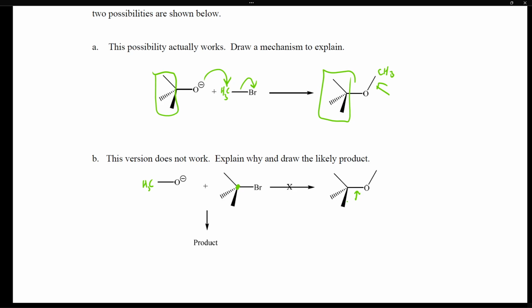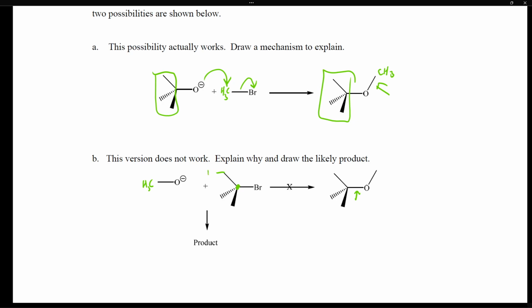So, what's going to happen instead? Well, the only thing that competes with the SN2 reaction with a strong alkoxide is using it, instead of being a nucleophile, as if it's a base. And at that point, we're talking about an elimination reaction. The E2 reaction will compete with the SN2 reaction if the SN2 reaction is too slow, or in this case, basically impossible. So what does that look like?